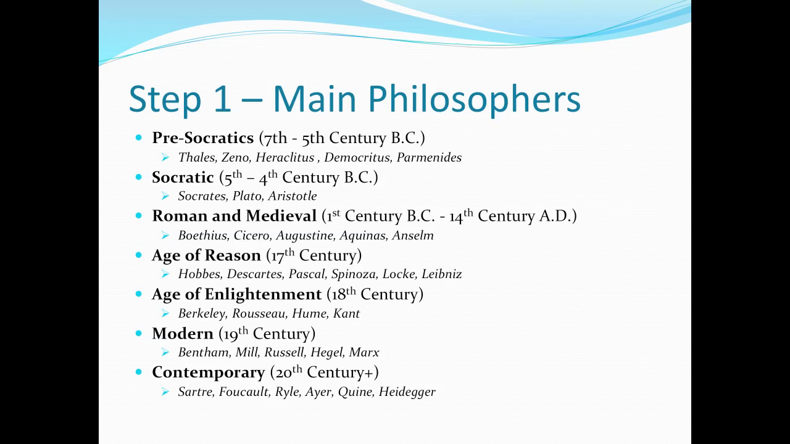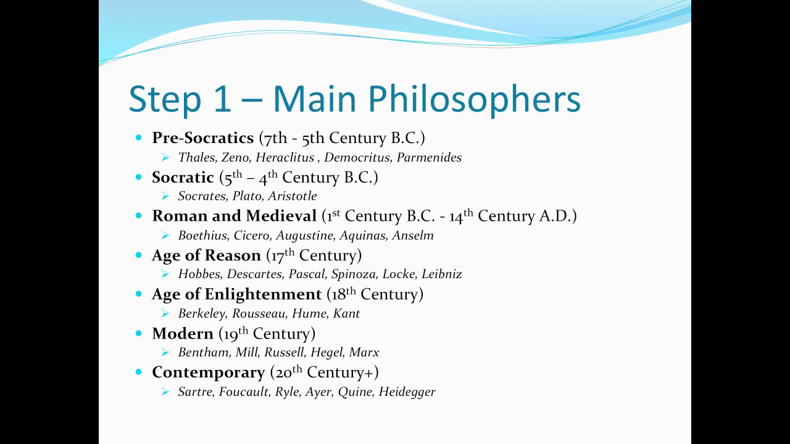Step 1. Main philosophers. Philosophy can be broken down into the following key historical periods. First, we have the pre-Socratics, ranging from the 7th to the 5th century BC, including philosophers like Thales, Zeno, Heraclitus, Democritus, and Parmenides. Next, we have the Socratic period, ranging from the 5th to the 4th century BC. This includes philosophers like Socrates, Plato, and Aristotle.